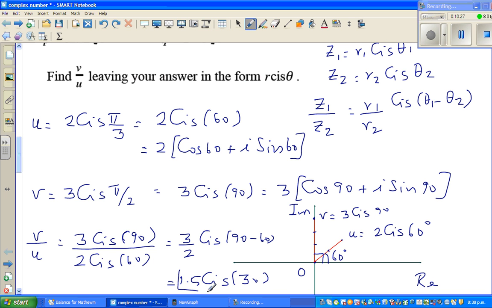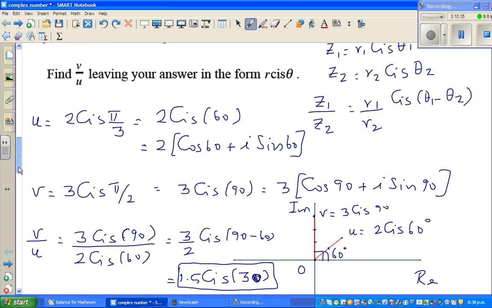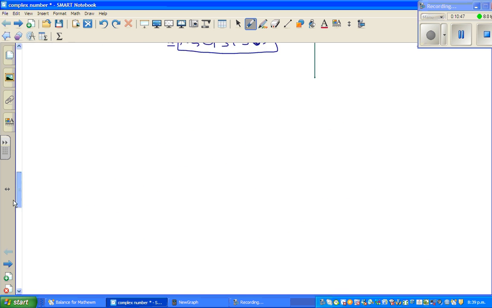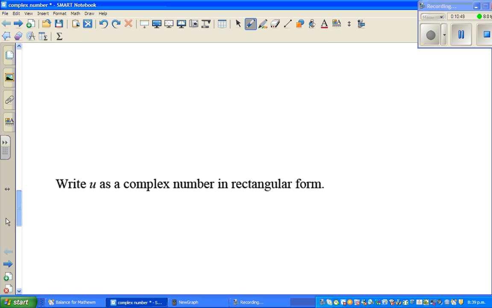Now if you want to check your answer, suppose in the exam you don't remember this formula, which is a very neat, elegant formula, you can change this into rectangular form and divide. It's a very lengthy process, so I'm not going into that. Let me look at two more questions here.